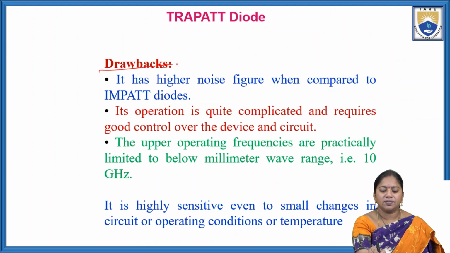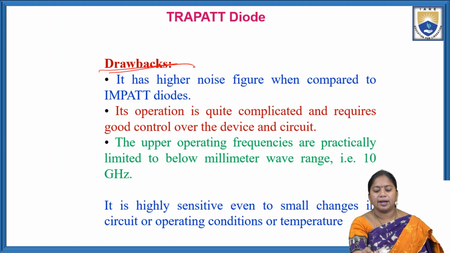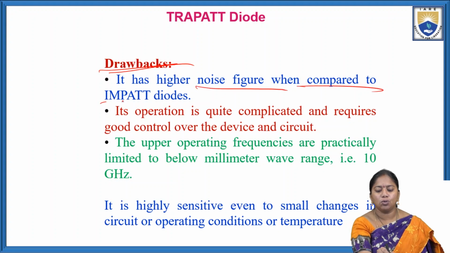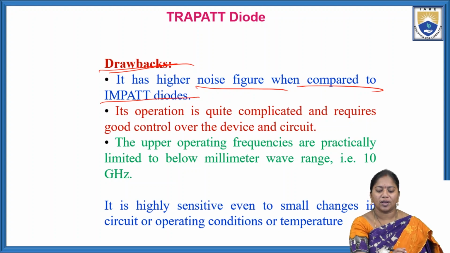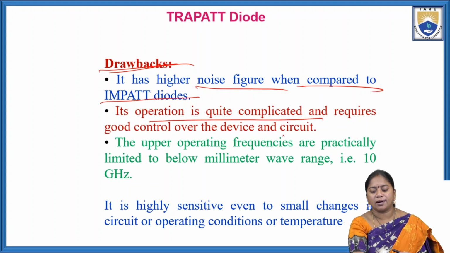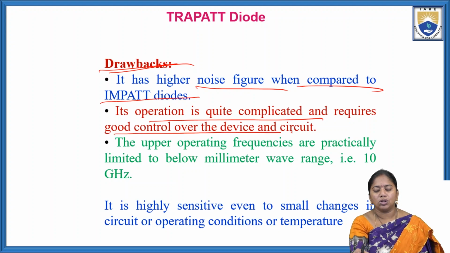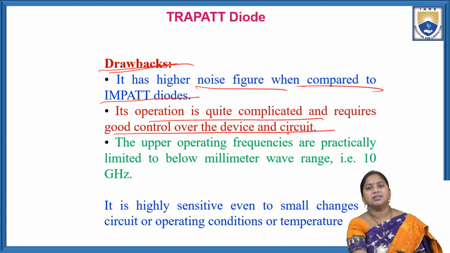So the drawbacks of the trapatt diode: it has a higher noise figure when compared to the impact diode. Its operation is quite complicated and requires good control over the device and circuits, compared to the impact diode.